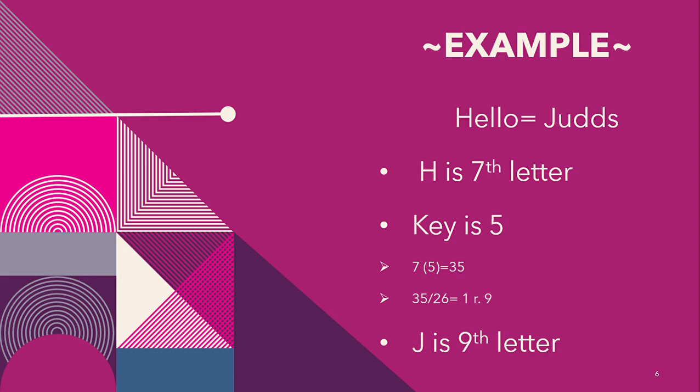For example, I chose the word hello, which in the decimation cipher is JUDDS. H is the 7th letter in the alphabet, with A being 0. My key that I chose is 5. So I would take 7 times 5, which is 35. Then 35 divided by 26 equals 1 remainder 9. We don't need to worry about the 1, so we only keep the remainder 9. Then you start at A again, being 0, and count up the alphabet to the 9th letter, which gets you J. So that's how H is equivalent to J.